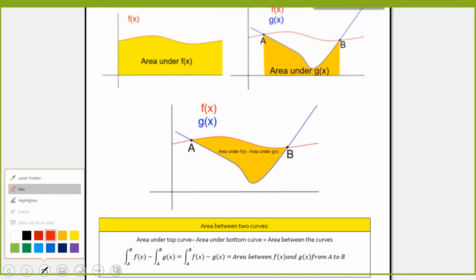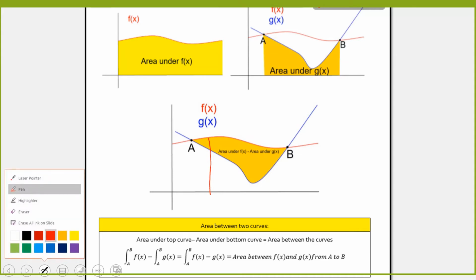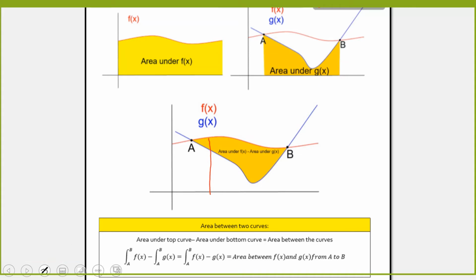Let me show this in different colors maybe. So here's the area underneath the red, and then for the same point, the area underneath the blue. If I subtract the area underneath the blue from the area underneath the red, I'll be left with just this area between the two curves. And if I keep doing that for every x value between a and b, then I'll end up with just the area between them.